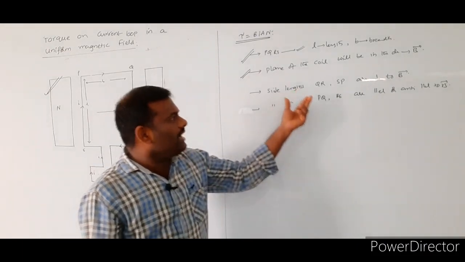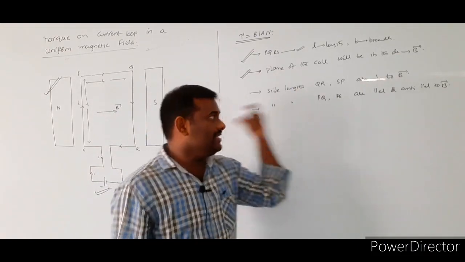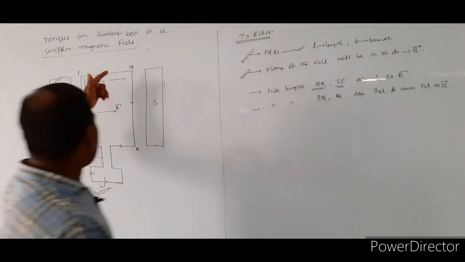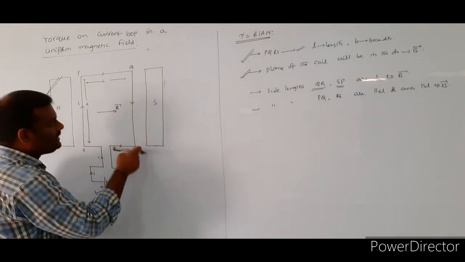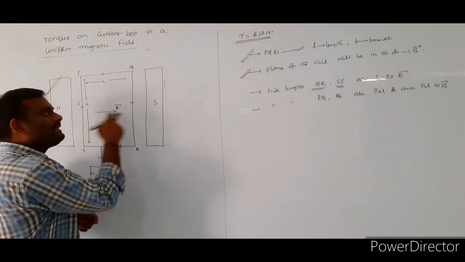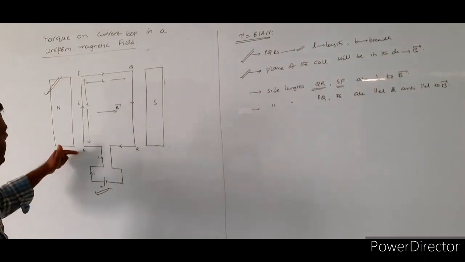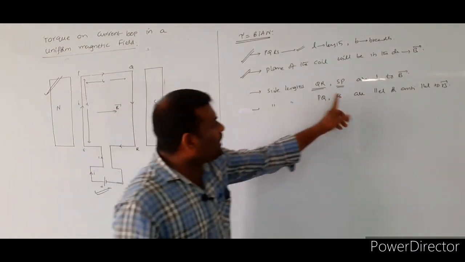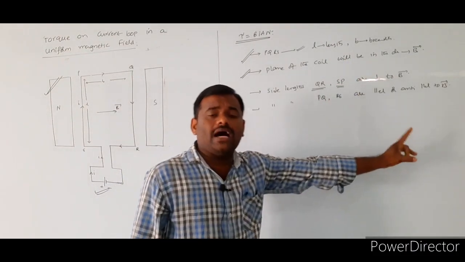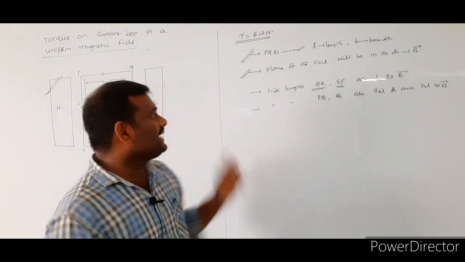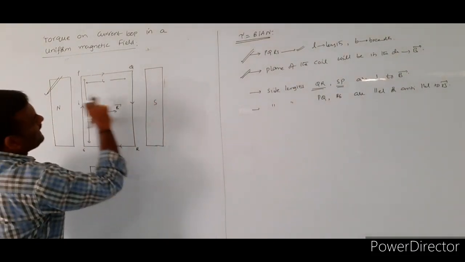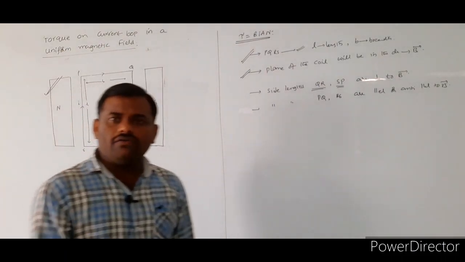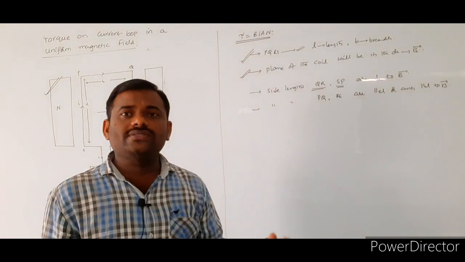Now we have to discuss the side lengths. If you observe the diagram, this is the QR length, and this is the B bar. The QR length is perpendicular to B bar, and the SP length is also perpendicular to the direction of the magnetic field. Next, PQ and RS will be either parallel or anti-parallel to the direction of the magnetic field. PQ will be in the direction of the magnetic field, and RS will be opposite to the direction of the magnetic field.